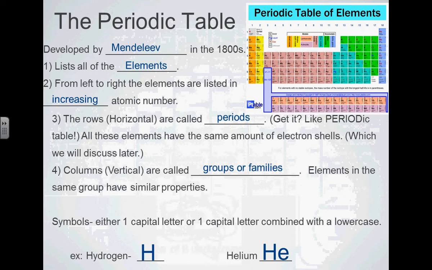Now, some of the symbols obviously make sense, like H for hydrogen, HE for helium. But what about silver? You know what silver is? Isn't it AG? Well, where the heck did they come up with that? Some of you may know. It's from Latin. Do you take Latin? No? Does anybody take Latin?